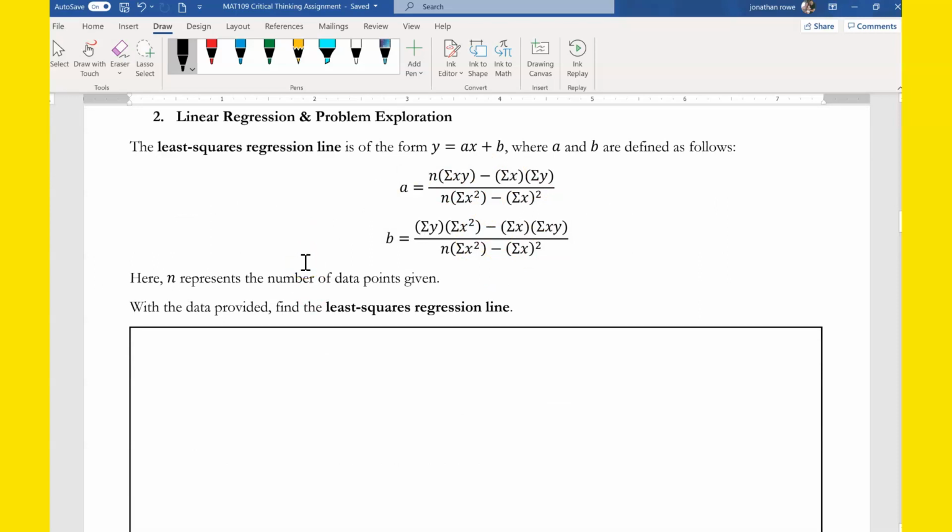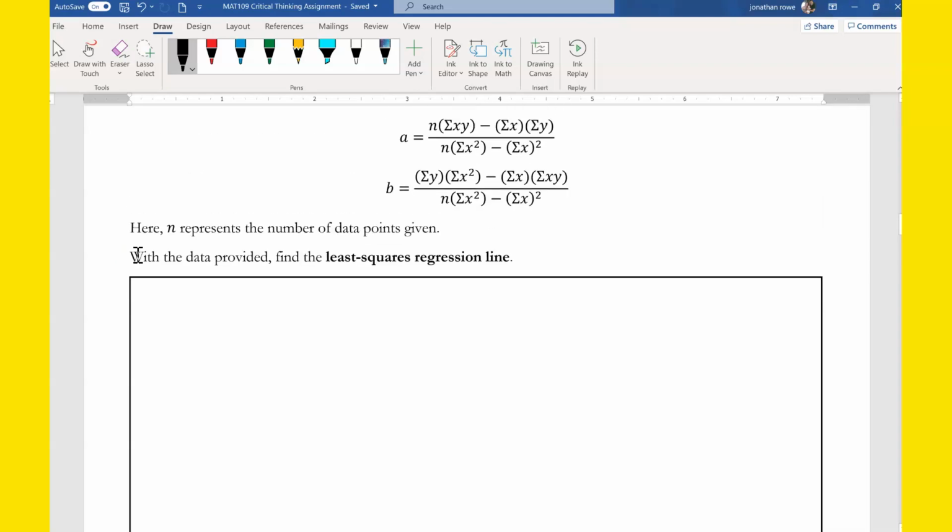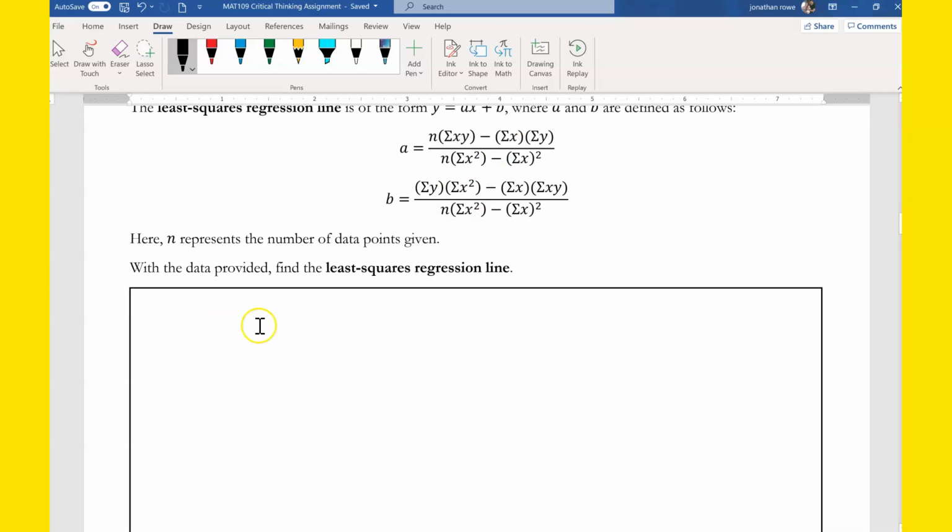Now, we could plug all the x, y's in here, like all the pHs go in for the x's and all the bacteria go in for the y's, and we could find our a and our b to make the new y equals mx plus b line that is a better line than the one that we estimated earlier. But I have good news for you: we can use our calculator and it can do all that for us. It says, with the data provided, find the least squares regression line.